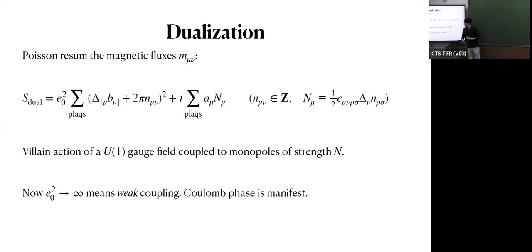And when we were sending the original gauge coupling to infinity, this corresponds to the weak coupling limit of this dual theory. So we have an abelian gauge theory coupled only to monopoles in the weak coupling limit. This is absolutely a Coulomb phase. It's a U(1) because this B, the Lagrange multiplier field, is now in this dual presentation the fundamental gauge field, if you wish. And so it's continuous.